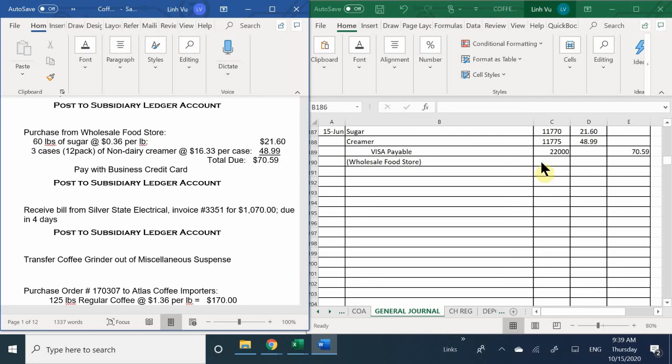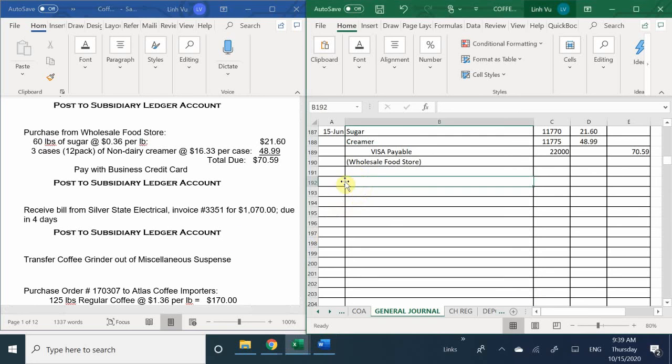Miscellaneous suspense? We're going to put it in miscellaneous suspense because this work was done for the coffee grinder. And therefore, we know where the coffee grinder is. And then on the next one, if you look ahead, it says to transfer coffee grinder out of miscellaneous suspense. So this is the last piece of the puzzle, correct? This is the last thing that we need to add to the grinder, right? Remember, it's all of the cost it takes to get the asset ready to be placed in service. So in this case, this is our last piece. So we're going to place it into miscellaneous suspense.